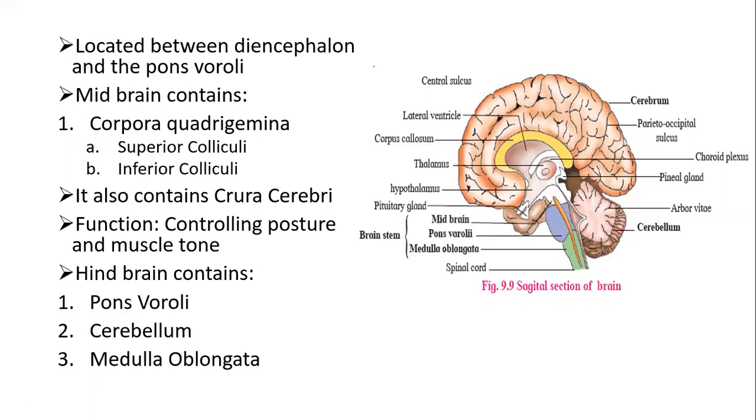Near the center of the midbrain there is a mass of gray matter which is scattered within the white matter. It is called the red nucleus, which is present inside the midbrain. So what is the role of this red nucleus? It plays an important role in controlling posture and muscle tone. If we see the function of this midbrain, it controls the posture and the body muscle tone.